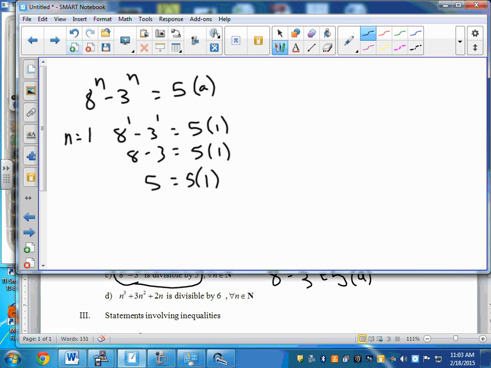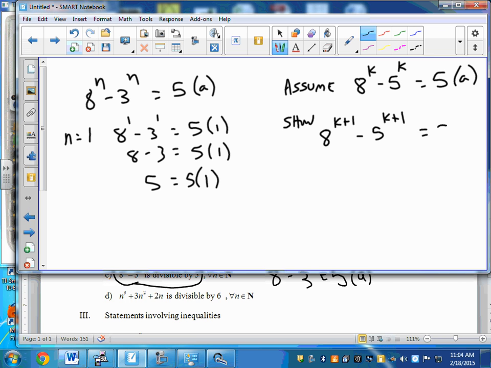Here's the assumption. Assume that 8 to the k minus 3 to the k is 5 times something. And now we're going to need to show somehow that 8 to the k plus 1 minus 3 to the k plus 1 is 5 times some other quantity b. And again, it's very similar to what we did in the other proof. I'm going to write 8 to the k plus 1 as 8 times 8 to the k, and this one I'll write as 3 times 3 to the k. Again, just using properties of exponents. Remember, these have the same base, you can add the exponents.